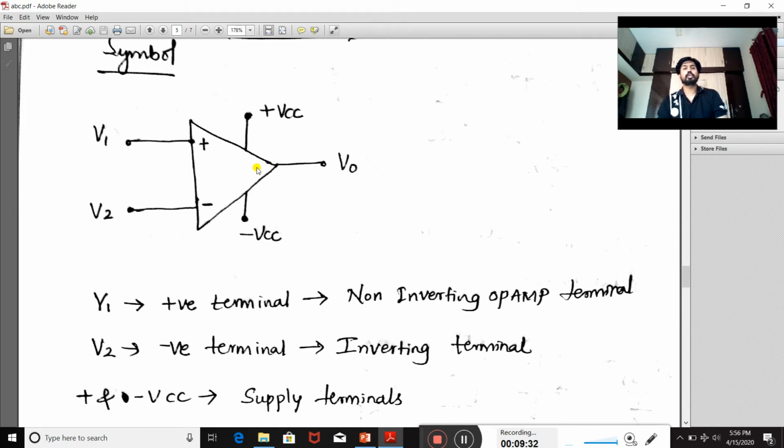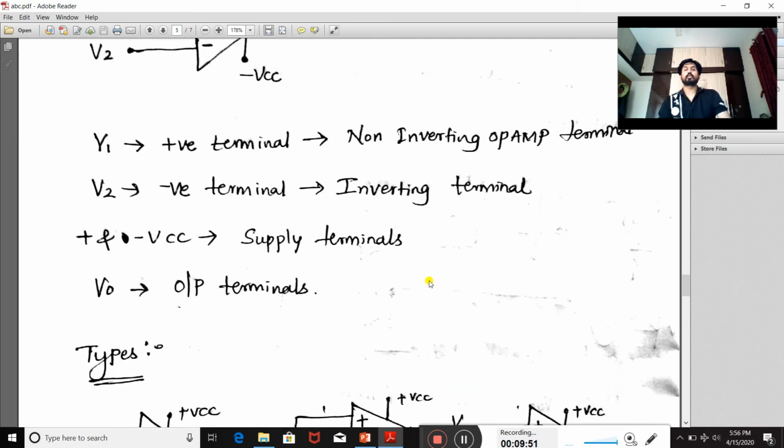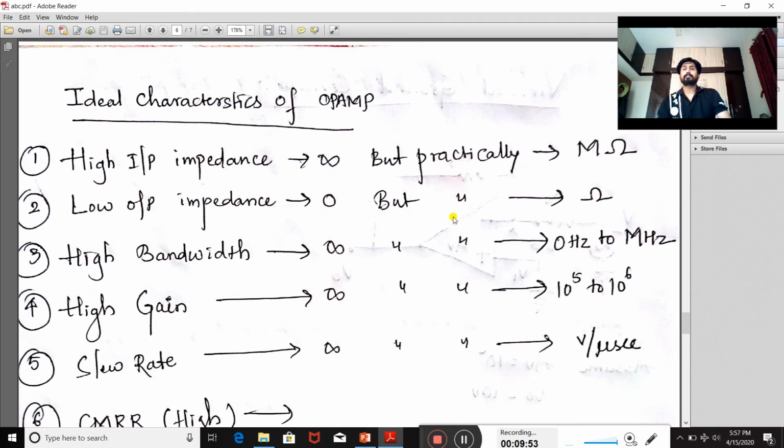If it is 0, then the output voltage we are getting will be maximum. If there is a high resistance value, then some voltage drop takes place here, and at the output the voltage decreases. That is not an acceptable value. Hence this output resistance should be 0, and practically we get it in terms of ohm.